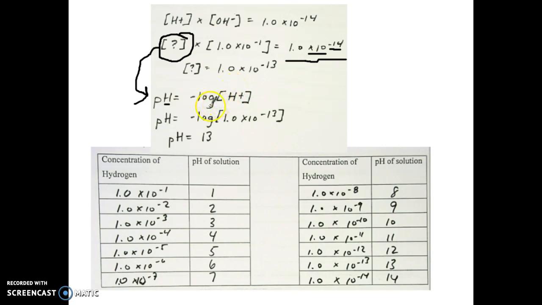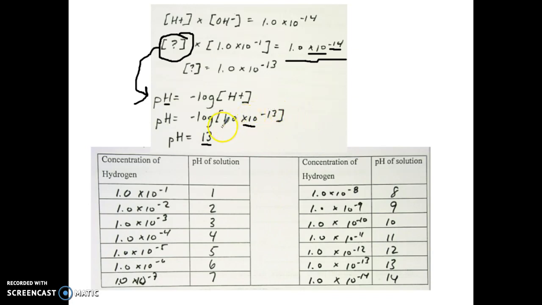So if you plug into your calculator negative, press the log button, which again is its own function, and then plug in 1.0, you press the EE button, negative 13, your calculator will determine that the pH is 13. So if I did another example, say the hydrogen concentration was 1.0 times 10 to the negative 8th. If I plug in negative log of 1.0 times 10 to the negative 8th, the pH is going to be 8. So you can see very simply that really the calculator is not needed.